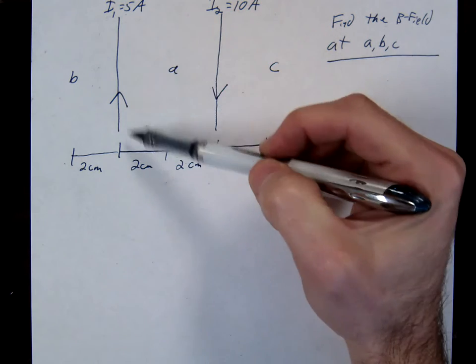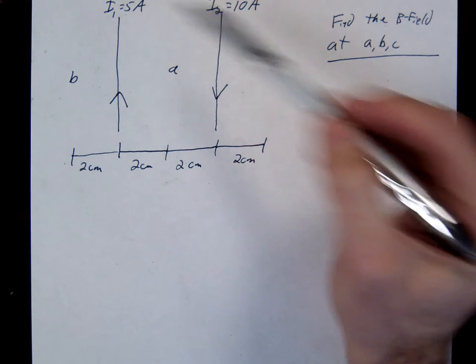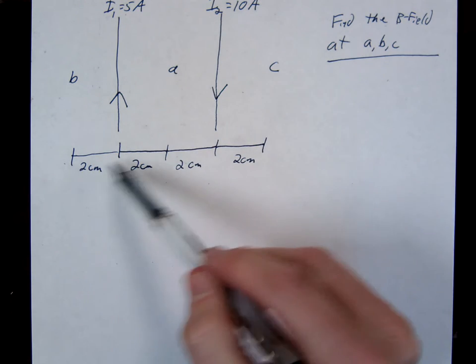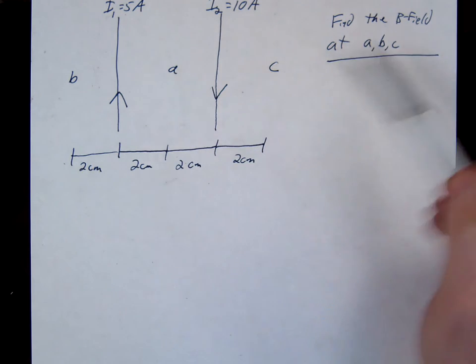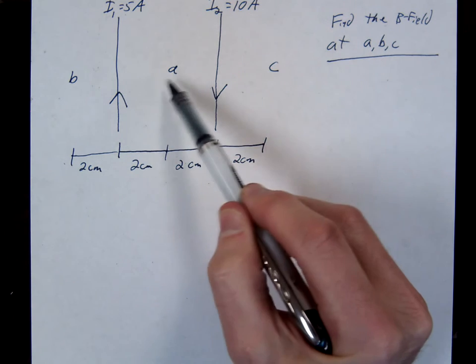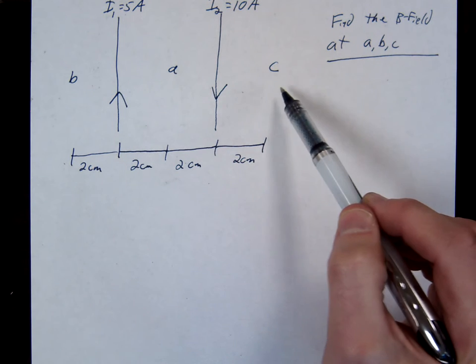So what we have is our two wires. We have one current going north, one current going south. One's 5 amps, one's 10 amps. And then we have all these 2 centimeter distances. We want to find the B field at A, B, and C. We're looking for the magnetic field here, here, and here.